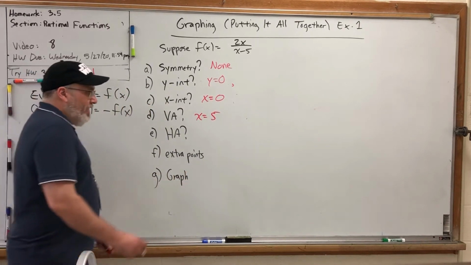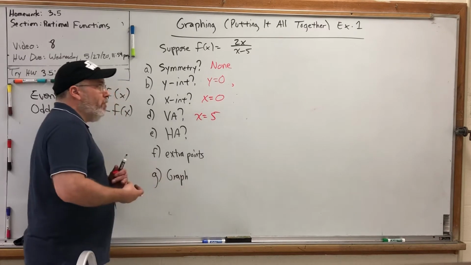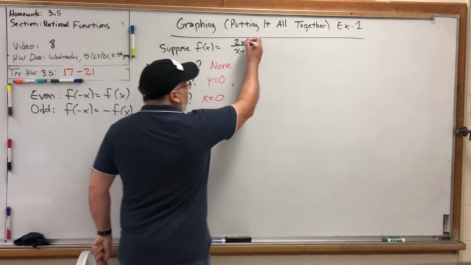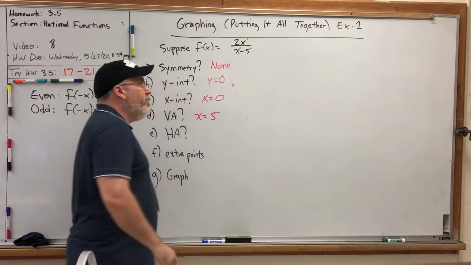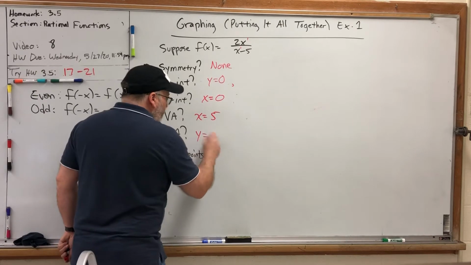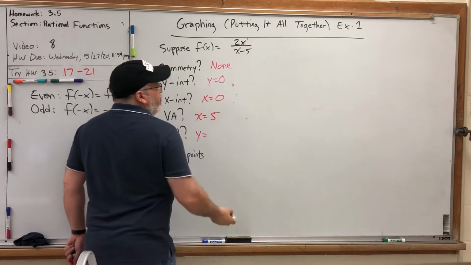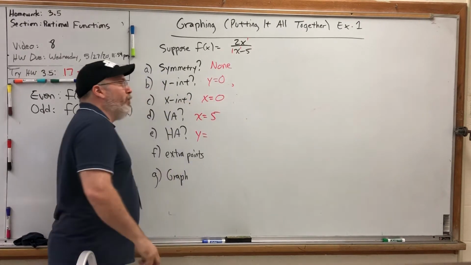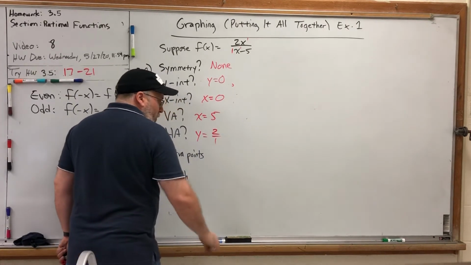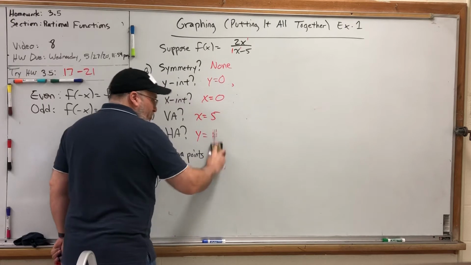Since x equals 5 makes the bottom 0 but not the top, that is a vertical asymptote. For the horizontal asymptote, you look at the ratio of leading coefficients. Excuse me, you compare degrees first. The degrees match, they're both 1. And when they match, you look at the ratio of leading coefficients. The leading coefficient on the top is 2, on the bottom it's an implied 1. So the horizontal asymptote is y equals 2 over 1, but why did I write that when I could just write 2?